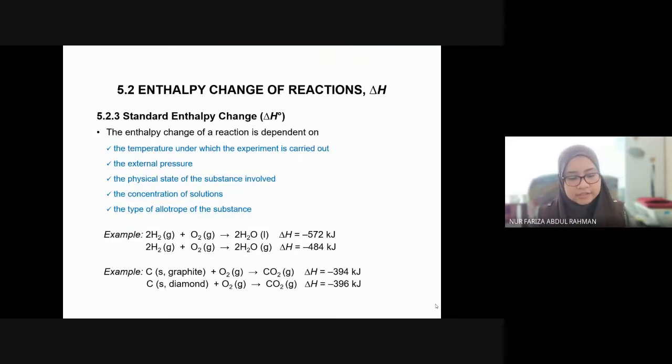So in yesterday's lecture, we discussed the standard enthalpy change. The reason it is called standard is because the reactions are carried out at standard conditions. Please take note that the enthalpy change depends on the temperature, external pressure, physical state, concentration of the solution, and the type of allotrope of the substance. If any of these is altered, the delta H will also change.